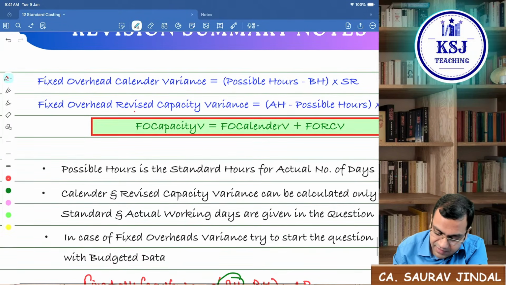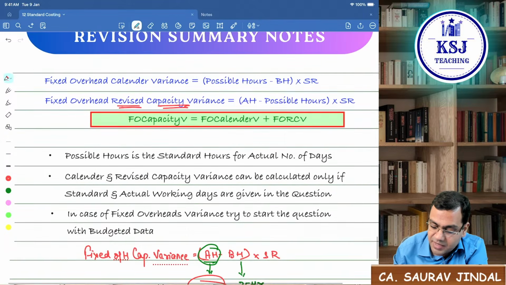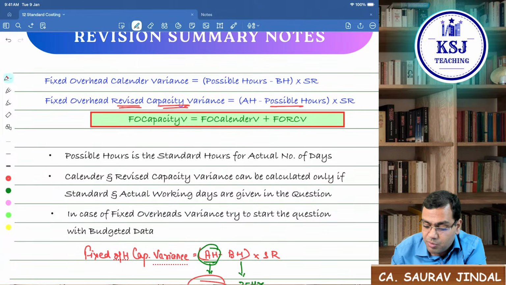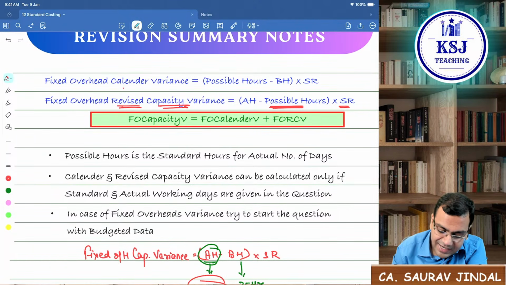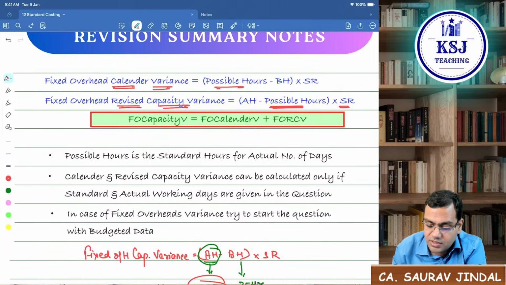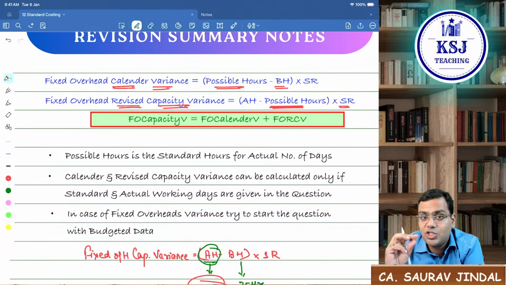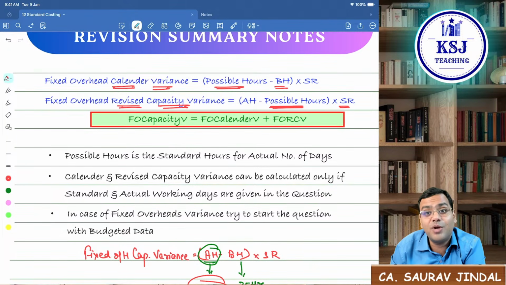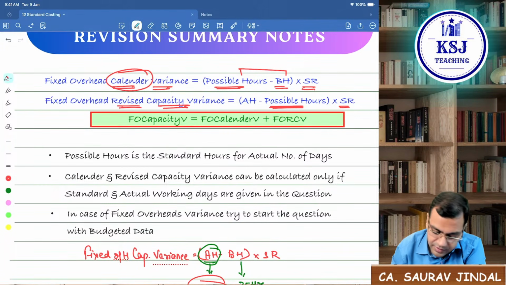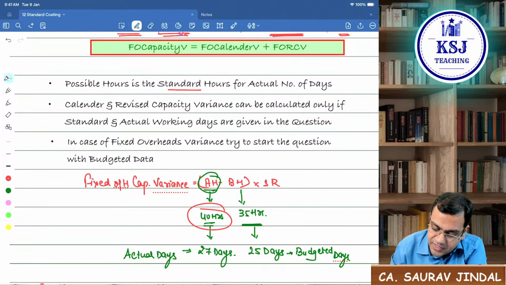See here, the revised capacity variance, that is actual hours minus, instead of budgeted hours, we will use possible hours into standard rate. And there is one more variance that we do, that is called as calendar variance. Calendar variance is possible hours minus budgeted hours. Because of the change in the number of days, you have to change your budgets, right? So possible hours minus budgeted hours into standard rate, that is your calendar variance. So possible hours is the standard hours for actual number of days.